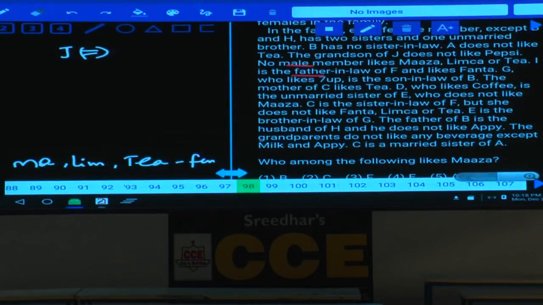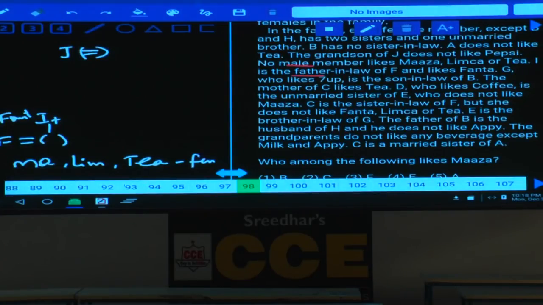I is the father-in-law of F. Now, I is the father-in-law of whom? I is the father-in-law of F. F is here, which means F's spouse's father is I. I is the father-in-law of F and likes Fanta. Who likes Fanta here? I likes Fanta. I, the father-in-law of F, likes Fanta.